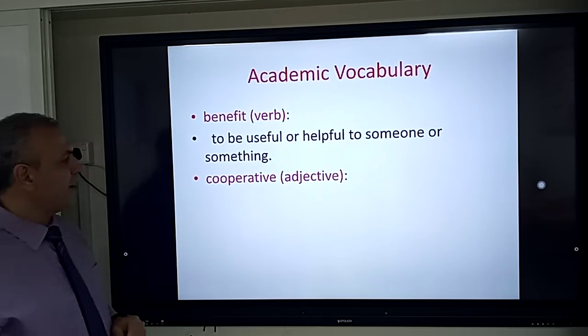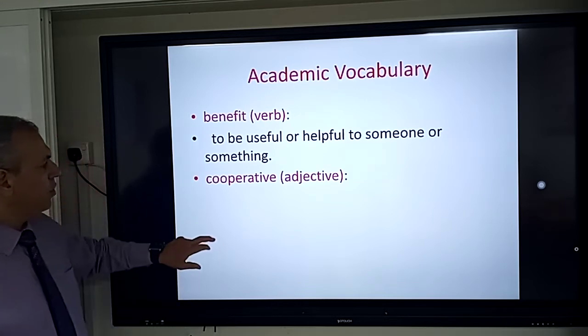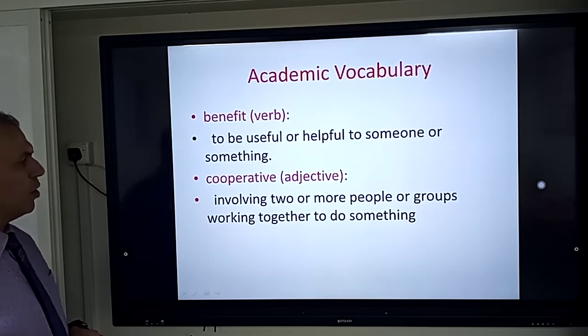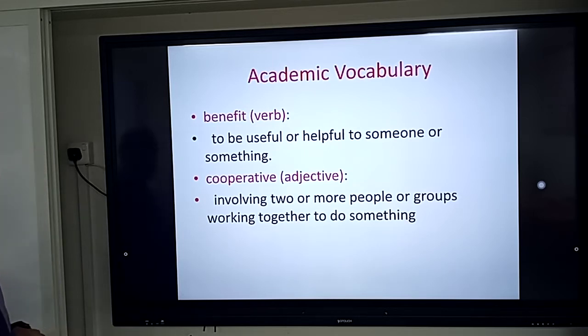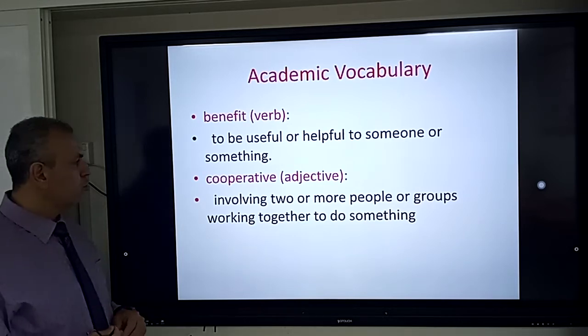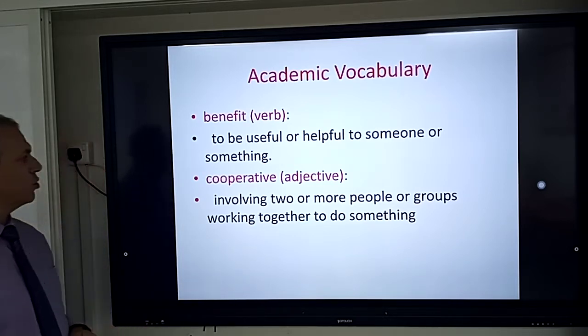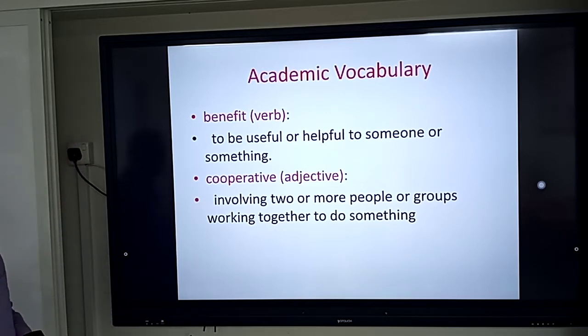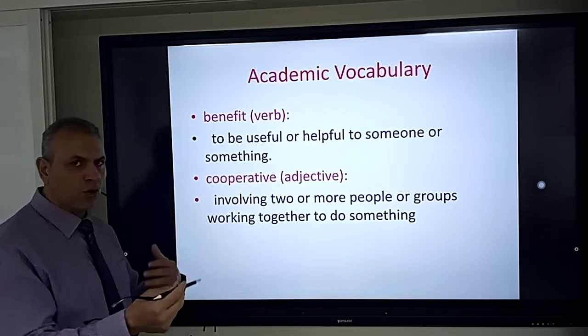Cooperative, this is an adjective. What does it mean? Involving two or more people or groups working together to do something. It is a group work.